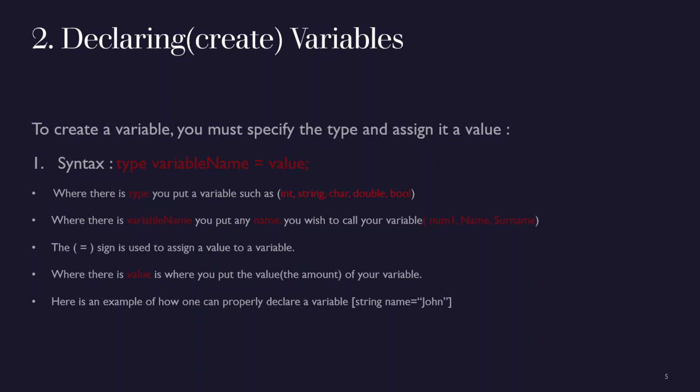And here's an example of how we can properly declare a variable. String name equals John, and you see the double quotation marks here on John.